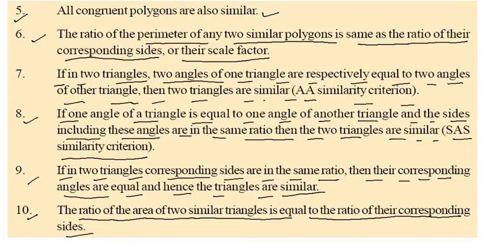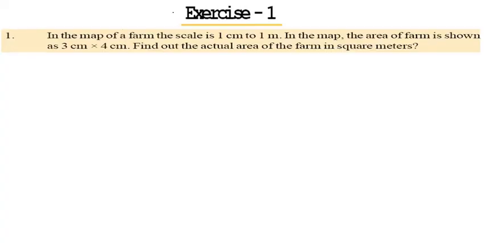Now come to the exercise. What will be in your exercise? That is exercise first. In the map of the farm, the scale is 1 centimeter is equal to 1 meter. So you have to write 1 centimeter, 1 meter. The area of the farm is shown as 3 centimeter into 4 centimeter. Find out the actual area of the farm.